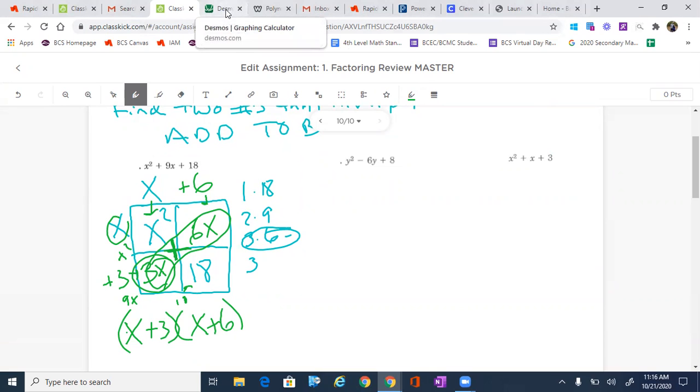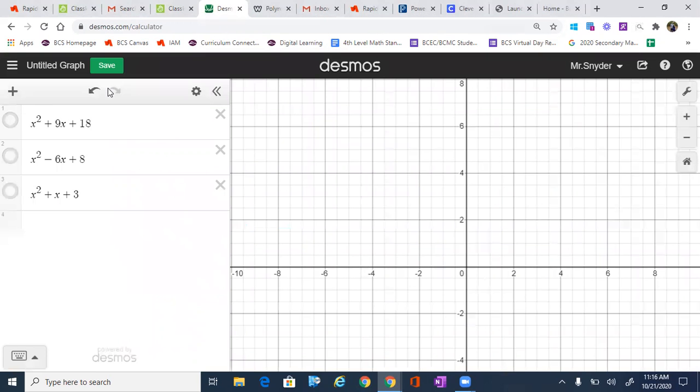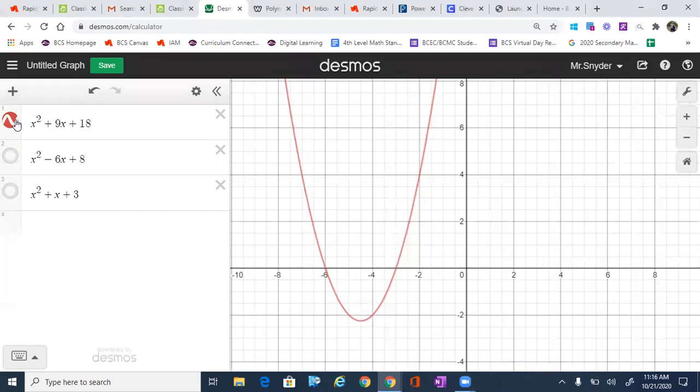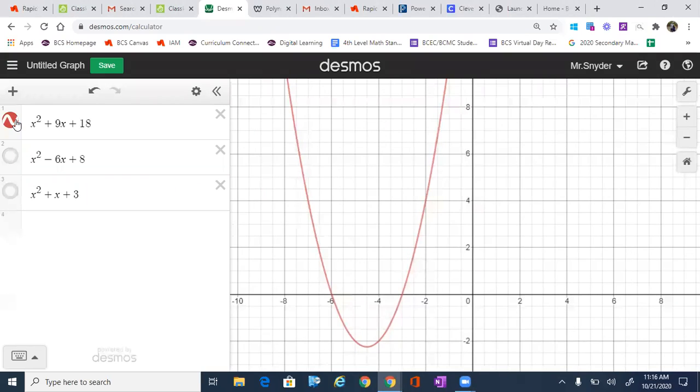Now, of course, we can check this on Desmos, always verify. And you know what? Some of you are probably going to go straight to Desmos anyways. That's cool. I'm going to turn it on, and we have x squared plus 9x plus 18. I am simply going to look for those x-intercepts, which are -6 and -3. And I can say, well, that is simply then x plus 6 times x plus 3, just looking at the graph on Desmos. That verifies that we did it correct, which is rad. That's what we use it for.